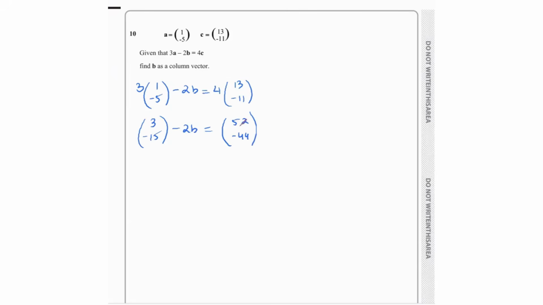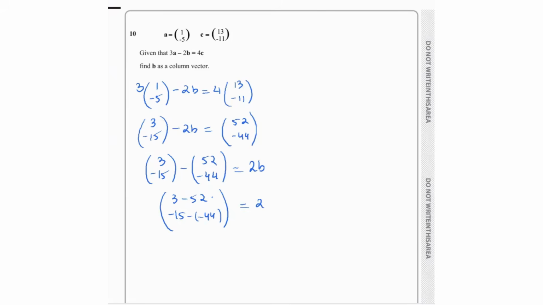Now we swap the 2B with (52, -44). So it's minus, and 2B comes over here. Now 3 minus 52 and -15 minus -44. In vectors, we subtract row-wise. So 3 minus 52 and -15 minus -44. So that's going to be -49. And then we have 44 minus 15, which is going to be 29.